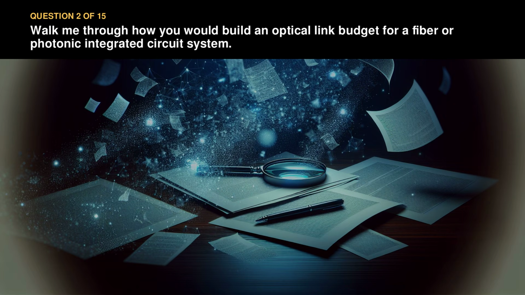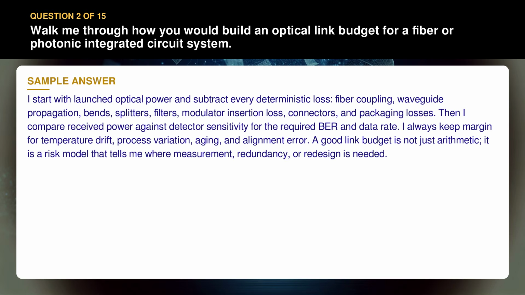Question 2. Walk me through how you would build an optical link budget for a fiber or photonic integrated circuit system. I start with launched optical power and subtract every deterministic loss. Fiber coupling, waveguide propagation, bends, splitters, filters, modulator insertion loss, connectors, and packaging losses. Then I compare received power against detector sensitivity for the required BER and data rate. I always keep margin for temperature drift, process variation, aging, and alignment error.